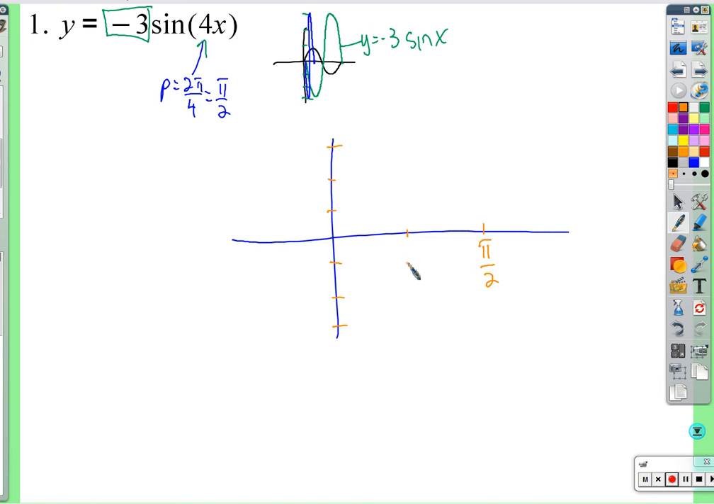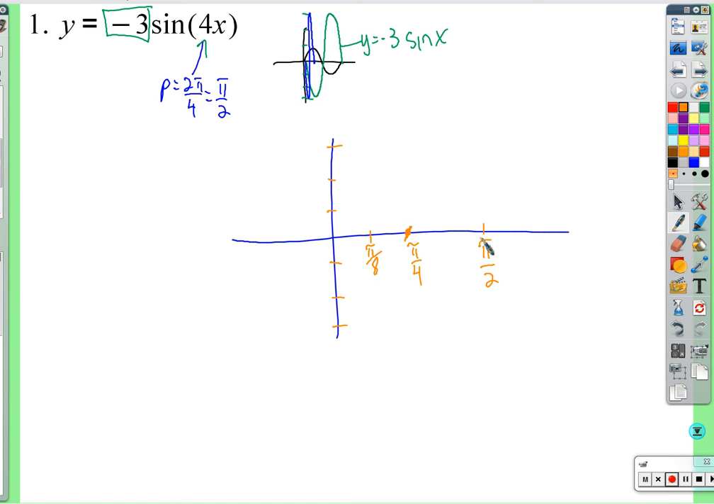But halfway, we should see it coming from down here up to there, it should be crossing over. At what x value is this? That's pi over 2. This is pi over 4. Pi over 4. Which makes this what? Pi over 8. That's half of that.